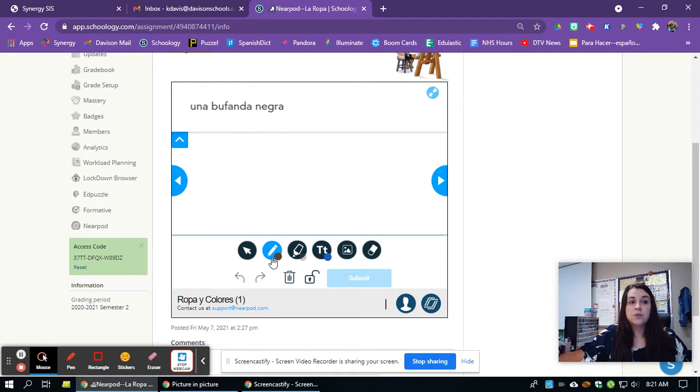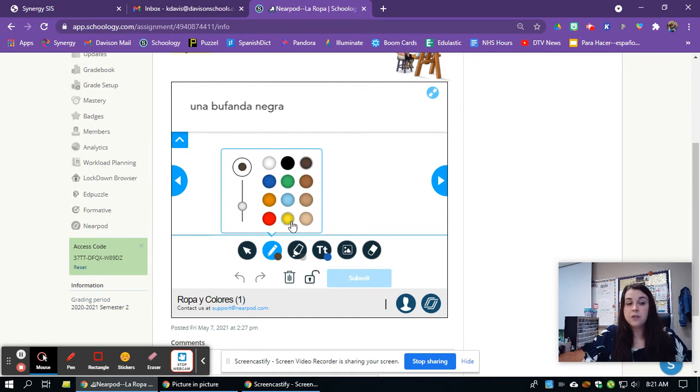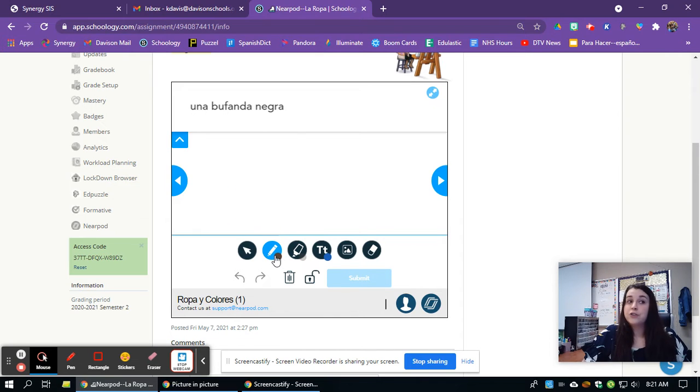So you're going to use the pen. And if you click the pen, you can change colors, you can change the width of the pen, and you're going to draw that out. So please don't insert pictures. Don't insert text, just do the coloring, and then you can use this to erase.